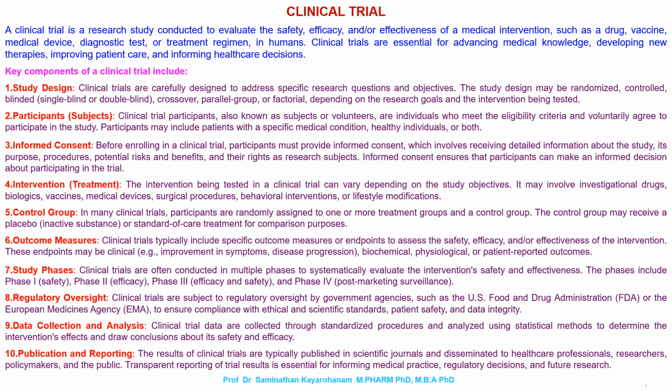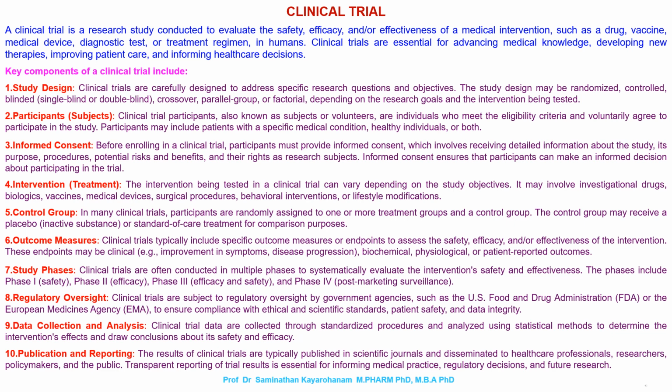Intervention, treatment. The intervention being tested in a trial can vary depending on the study objectives. It may involve investigational drugs, biologics, vaccines, medical devices, surgical procedures, behavioral interventions, or lifestyle modifications. Control group. In many clinical trials, participants are randomly assigned to one or more treatment groups and a control group. The control group may receive a placebo, an active substance, or standard of care treatment for comparison purposes.